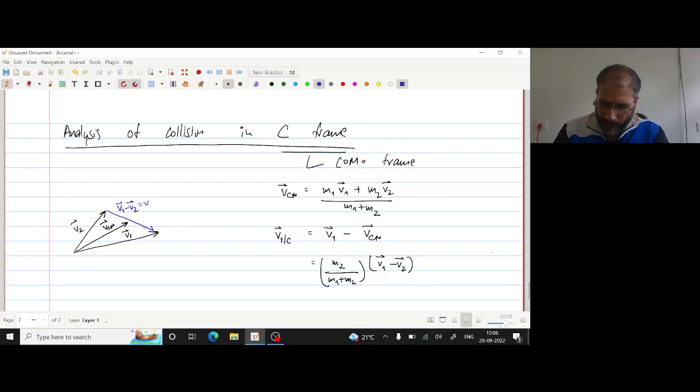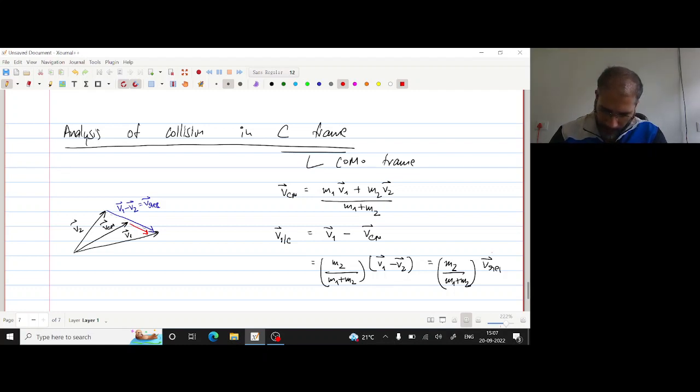So we will call this V relative, V rel. So we can see that V1C is along the direction of V relative, that is, it joins V1 and V2, and the way it's defined is V1 minus VCM. So we can see V1 and VCM, so let's use red color to denote that. So V1 minus VCM is basically this vector, that is along V rel, which has a magnitude that's in the ratio of m2 upon m1 plus m2.